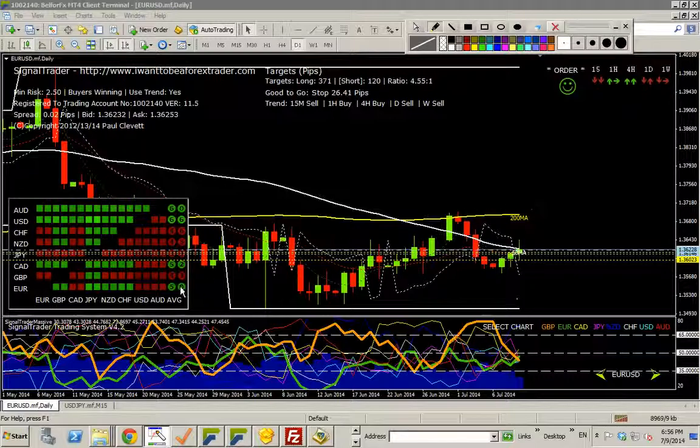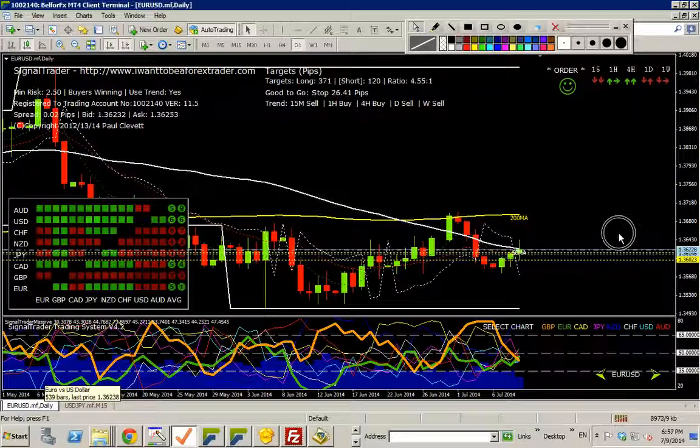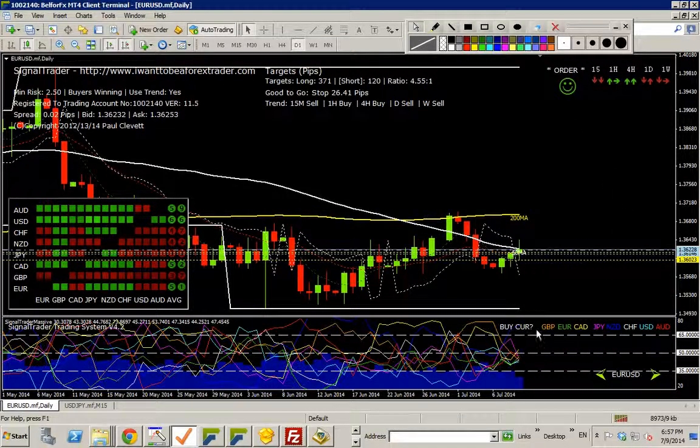So I'm actually out of all my trades. Here's the second screen, which shows you that I'm out of all my trades except one. I've got 100 pip profit on a short on Aussie New Zealand. Just flip back, I'll show you that. Select chart, Aussie New Zealand.